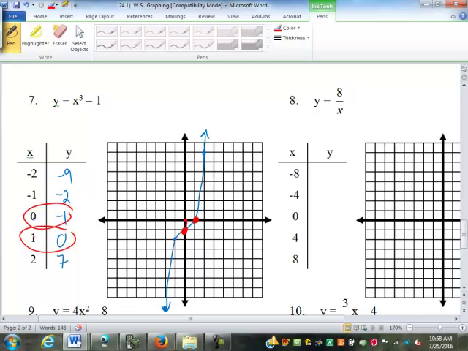You can think of it as starting at the center and moving from there. Like this, negative 2, negative 9 means you start at the center, you move over negative 2 for the x, and then negative 9 for the y. 2, 7, you start at the center, you move over to 2, and then up to 7.